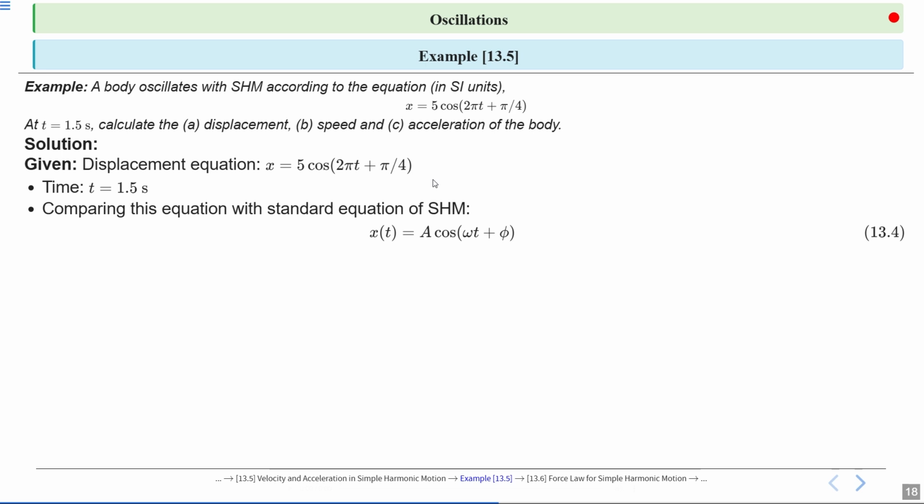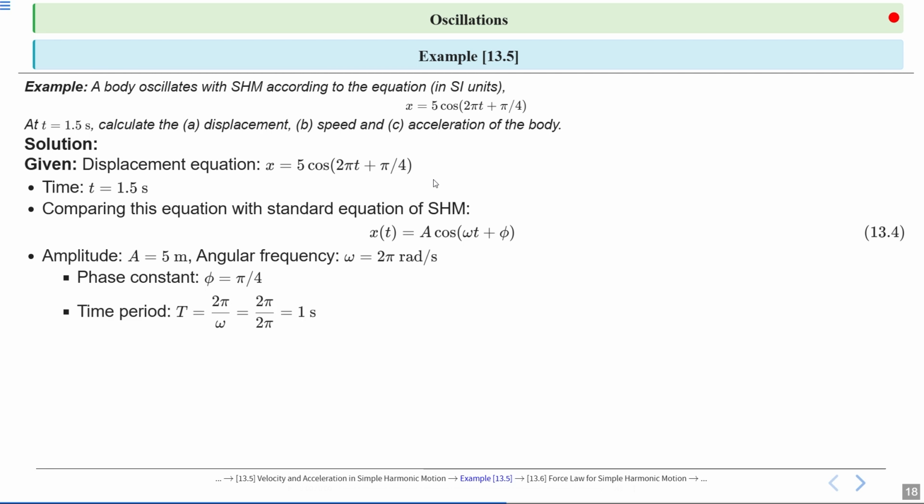Comparing this equation with the standard equation of SHM, x of t is equal to a cos of omega t plus phi. In this form, a is the amplitude, omega is the angular frequency, and phi is the phase constant. Amplitude a equal to 5 meter, angular frequency omega is equal to 2 pi radian per second. Phase constant phi equal to pi by 4. This value shifts the entire motion along the time axis, meaning the oscillation does not start exactly at the maximum displacement. The phase affects the starting position of the motion.